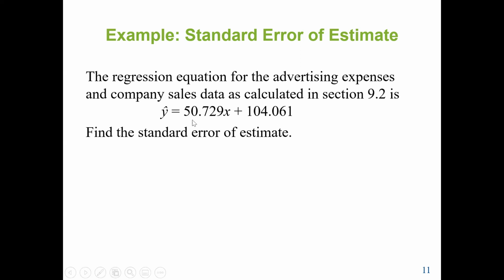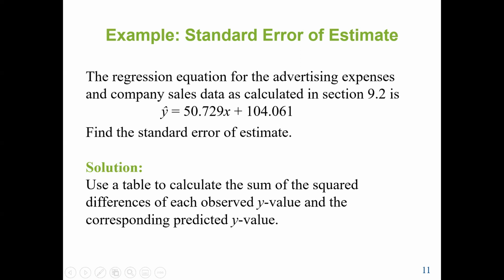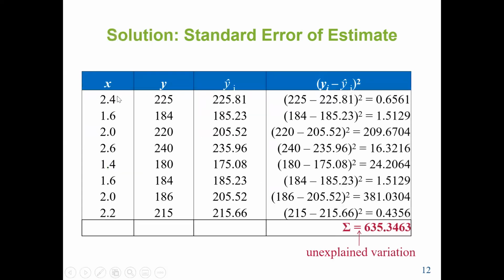So if we have a predicted value, in this case from the regression equation here, we can find the standard error of estimate. We can use the table to calculate the sum of the squared differences of each observed y value and the corresponding predicted y value. Since we have 10 values, this is our actual data for total expenses and the revenue generated. So we have 1, 2, 3, 4, 5, 6, 7, 8. Actually, it's 8 years.